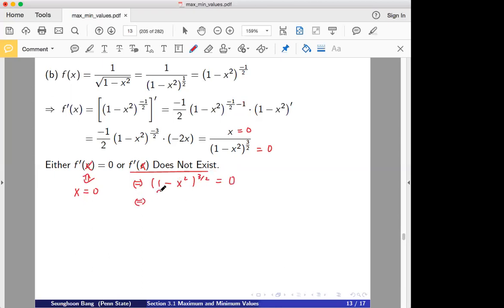Here, only the inside equals 0. It doesn't matter what power, only the inside. 1 minus x squared equals 0. You add x squared to both sides. We have 1 equals x squared. You can take a square root. What is x? Could you write your answer on the chatting board? What is x? Is it 1?